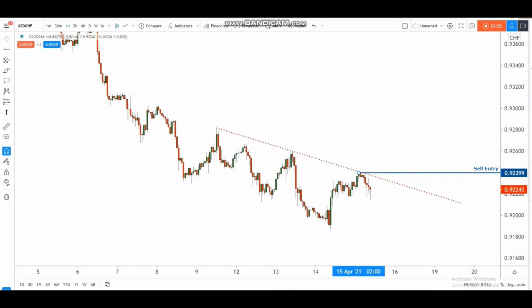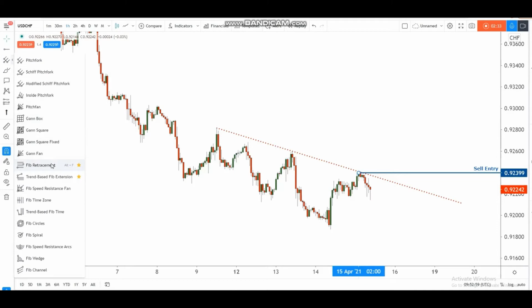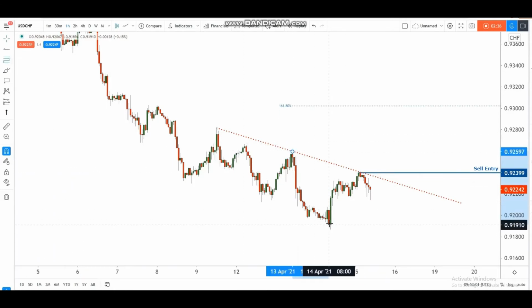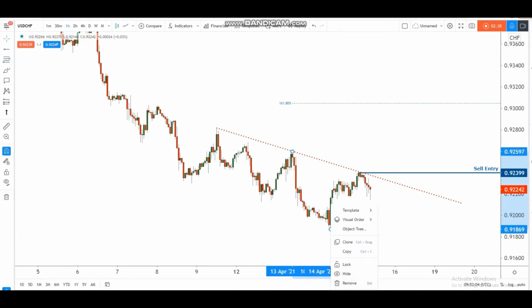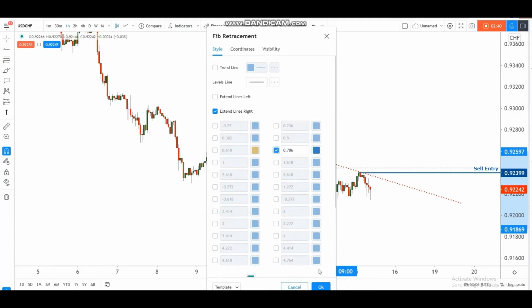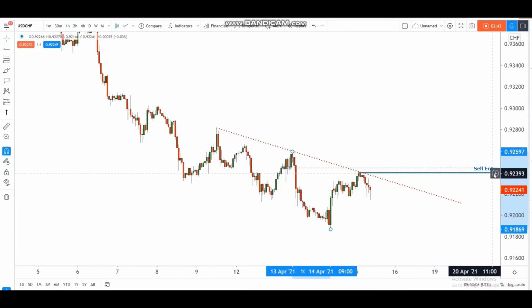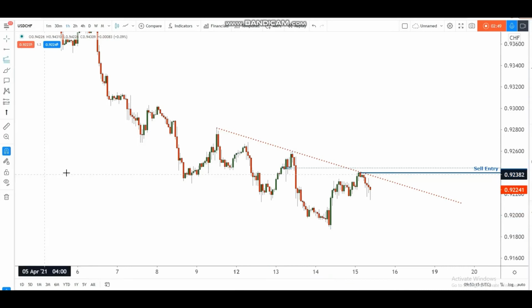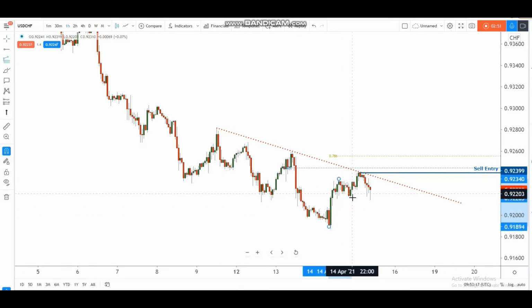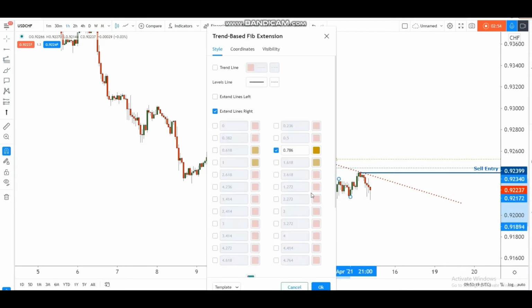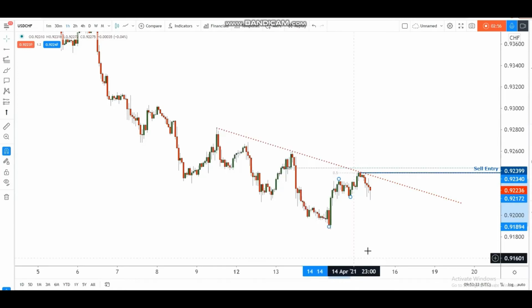I can find Fibonacci levels to strengthen this level. I can take a retracement first. If I take a retracement from high to low, and I open up my 78.6% level, you can see that the 78.6 level rests directly above our sell entry. Next thing I can take is a Fibonacci extension. For extension, I can take 3 points, 1, 2, and 3. And if I open up my 50% level, you can see that the 50% level rests directly above our sell entry, making it a strong Fibonacci confluence zone.